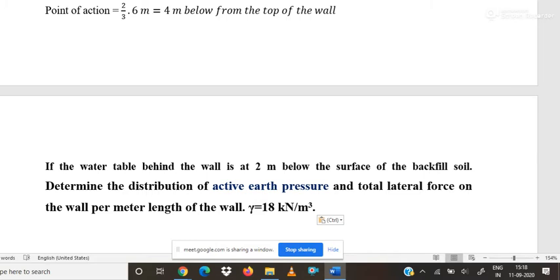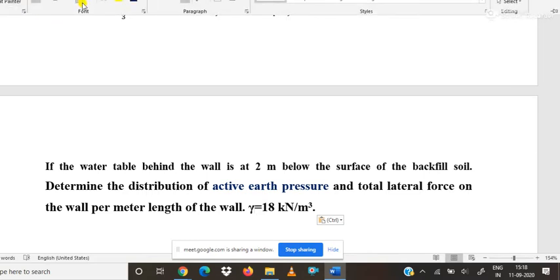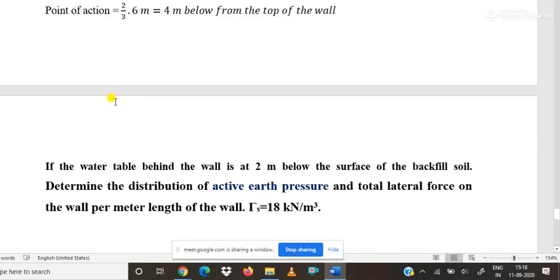I have just given the saturated unit weight, which may be taken as 21 kN per meter cube. As the soil is submerged into the water, the unit weight of the soil will be changed, and the saturated unit weight is given as 21 kN per meter cube. Then you have to determine the active earth pressure and total lateral force or total lateral active thrust on the wall. The other data and conditions are the same.